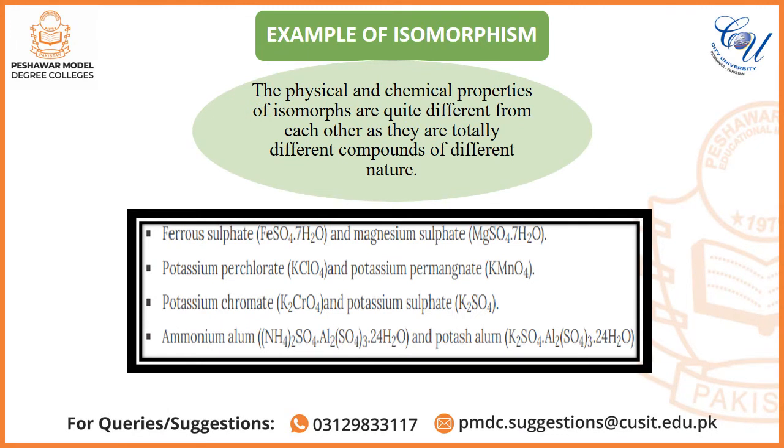Examples of isomorphism. The physical and chemical properties of isomorphs are quite different from each other, as they are totally different compounds of different nature. The first example is ferrous sulfate, formula FeSO4.7H2O, and magnesium sulfate, MgSO4.7H2O. And below are other crystalline forms possessing different ratios, and these are isomorphs of each other.